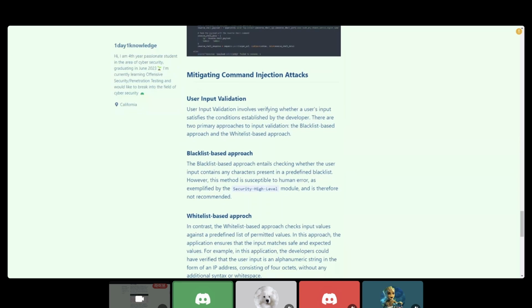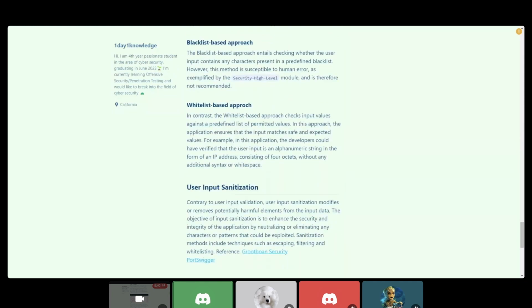Blacklist-based approach, by its naming, is understood as checking if the user input is within the blacklist. However, this method is rather susceptible to human errors, as exemplified in the security high-level module, and is therefore not recommended. The whitelist-based approach is basically checking if the user input satisfies a predefined list of whitelists. For example, in the security impossible level, the developers have verified that the user input is an alphanumeric string and in the form of an IP address consisting of 4 octets.